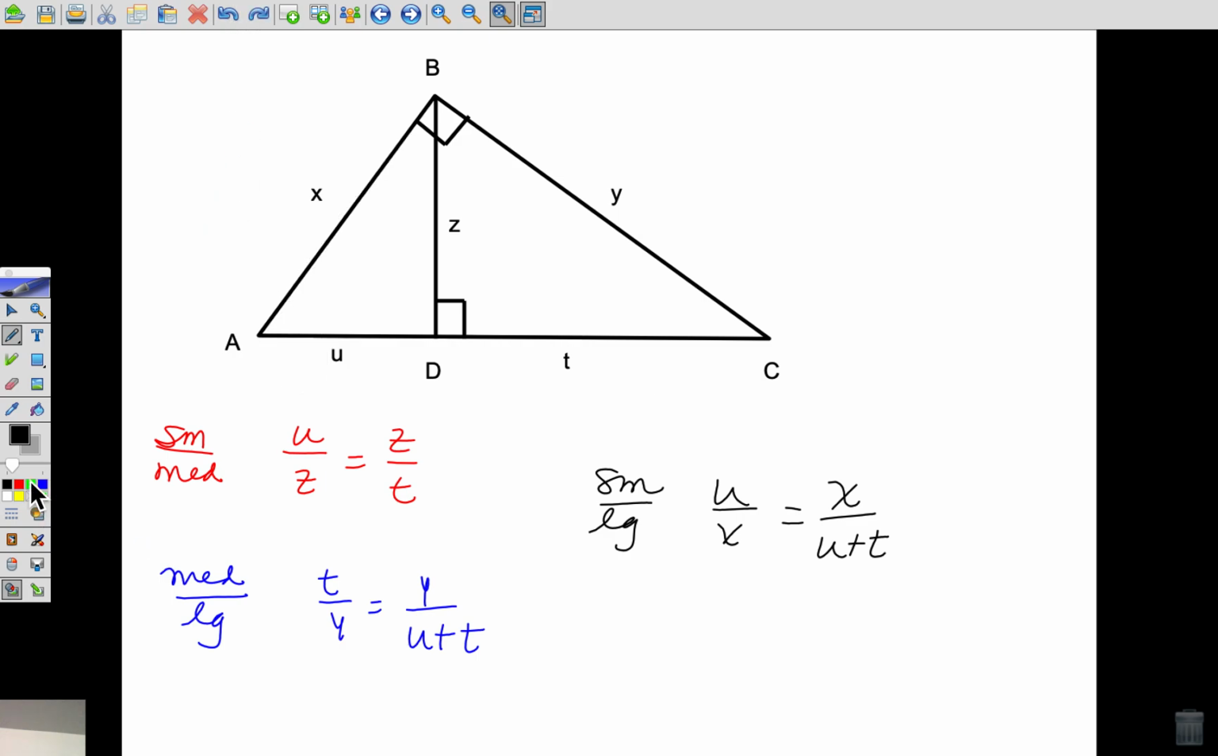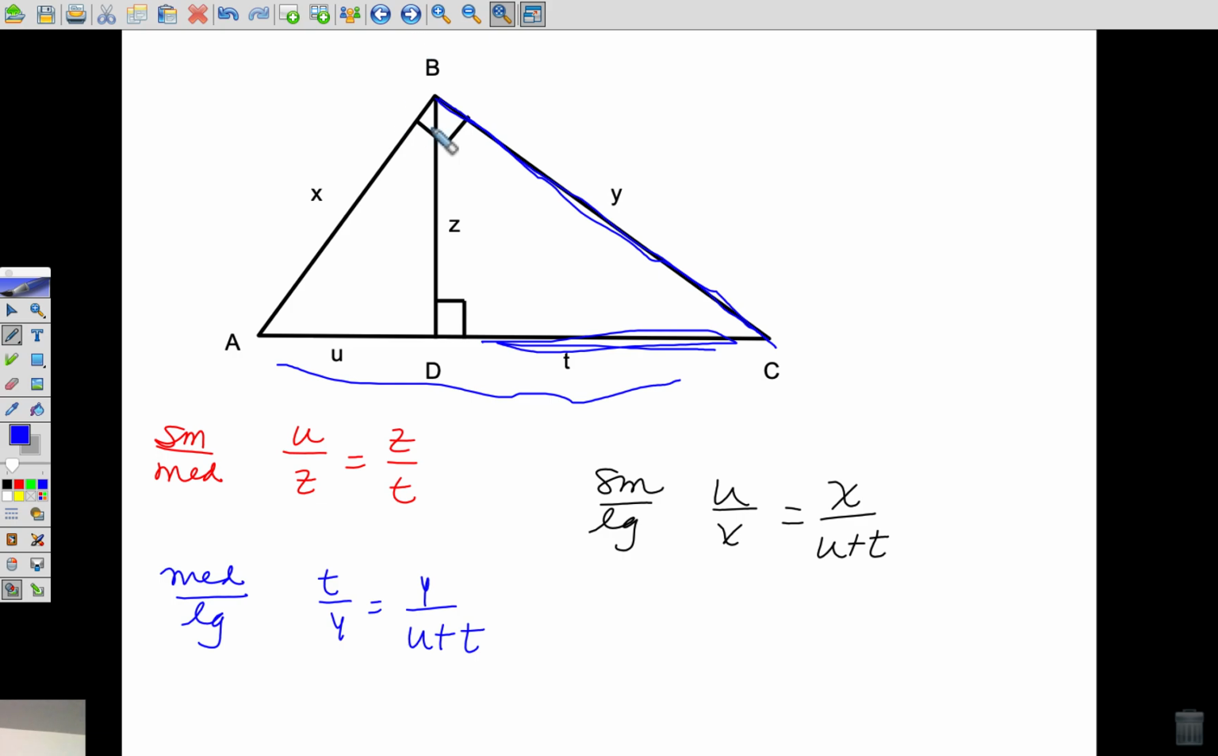And if you look at our medium triangle, our hypotenuse is y, and it is a geometric mean because it is an altitude of the large right triangle. It touches this portion of the hypotenuse here, t, and the entire hypotenuse, u plus t. So that's why it is t over y equals y over u plus t. And that's your geometric mean. So that's where you get the similarity of right triangles, and that's how you create your geometric mean formulas.